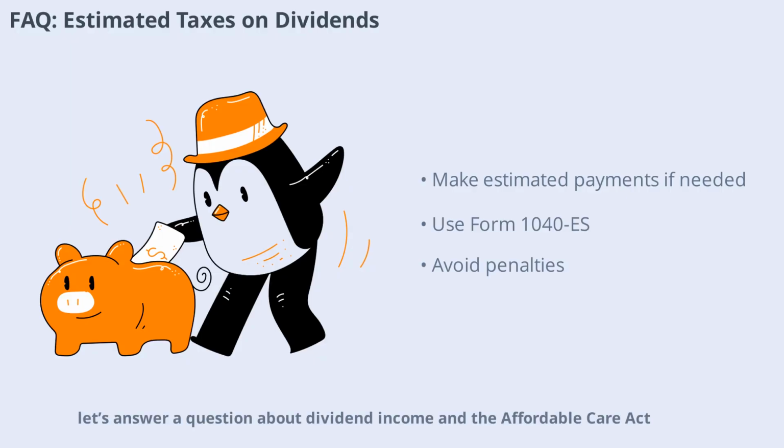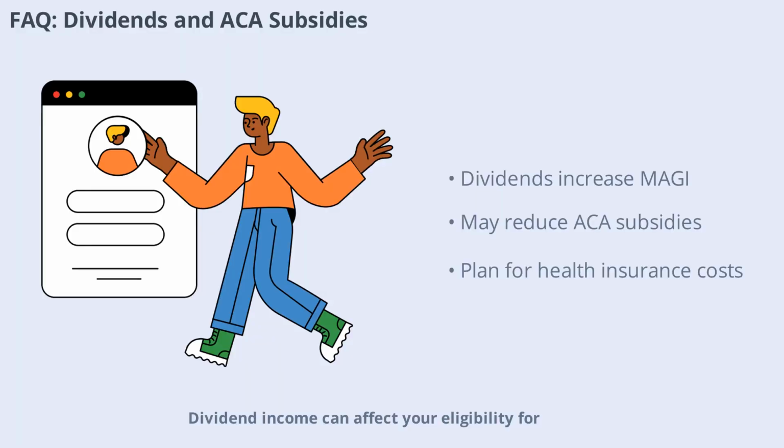Next, let's answer a question about dividend income and the Affordable Care Act. Dividend income can affect your eligibility for subsidies under the Affordable Care Act, ACA. Since subsidies are based on your modified adjusted gross income (MAGI), higher dividend income can reduce or eliminate your subsidy. If you rely on ACA coverage, it's important to consider how investment income impacts your health insurance costs.